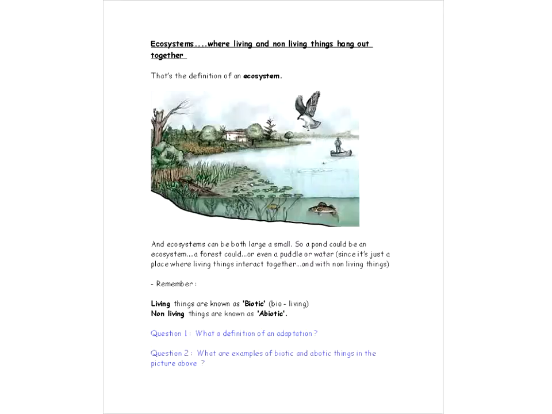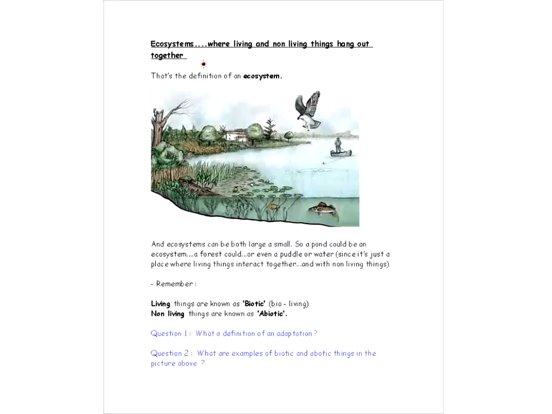All right, so now we're going to talk a little bit about ecosystems. So what are they again? Well, ecosystems are where living and non-living things hang out together. So that's the definition of an ecosystem. And we see an example of an ecosystem in this picture here.